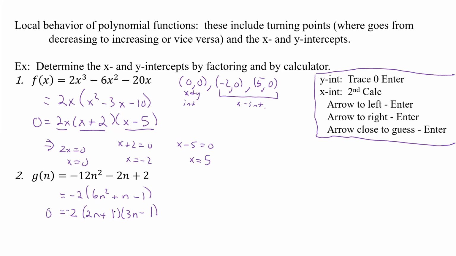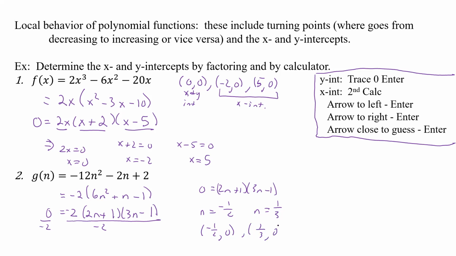What we're going to do is set each of the factors equal to 0. Well, we need to get rid of that -2 out front. So I'm going to divide by -2, and 0 divided by -2 is still 0. And so then I really have 0 equals 2n plus 1 times 3n minus 1. Set each of those equal to 0. I get n equals, well, this is going to be a negative 1/2. And here n equals a positive 1/3. And so my intercepts are going to be negative 1/2 comma 0 and 1/3 comma 0.